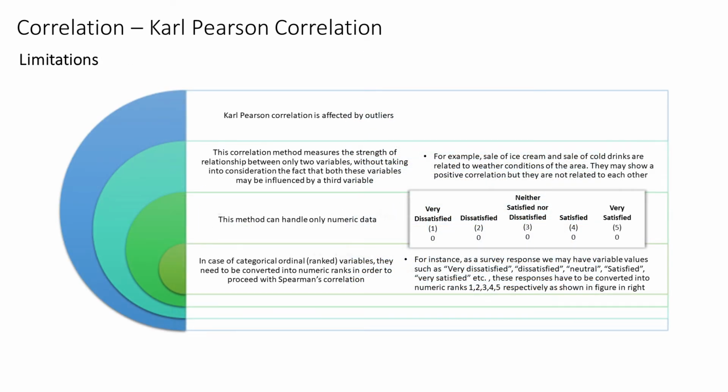The limitations of the Karl Pearson method include the fact that correlation is affected by outliers, and that the correlation method measures the strength of relationship between only two variables, without taking into consideration the fact that both these variables may be influenced by a third variable. The Karl Pearson technique can handle only numeric data, and in the case of categorically ranked variables, these need to be converted into numeric ranks in order to use the Pearson correlation method.